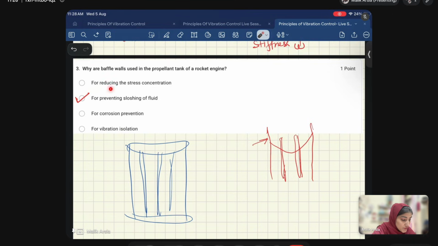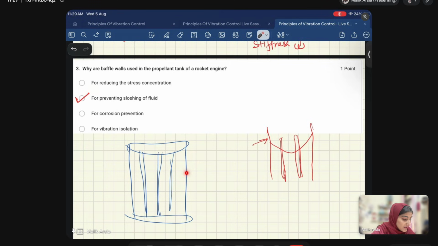First, it is for reducing stress concentration, for preventing sloshing of fluid, for corrosion prevention, and for vibration isolation. So basically in case of these propellant tanks, there is a lot of fuel, and during the motion this fuel basically moves from this direction to this direction.